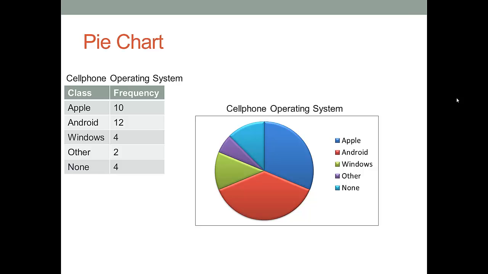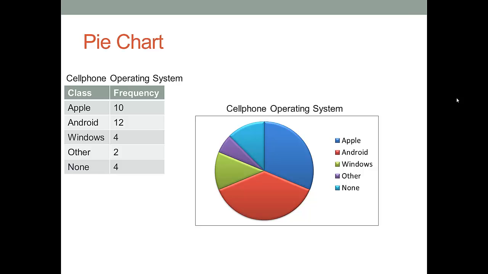Pie charts are great for categorical or qualitative data. Here's our frequency distribution of cell phone operating systems. The pie chart divides the pie up by percentage. So quickly you can look at that pie chart and get a sense of the relative size of each of those operating systems overall.